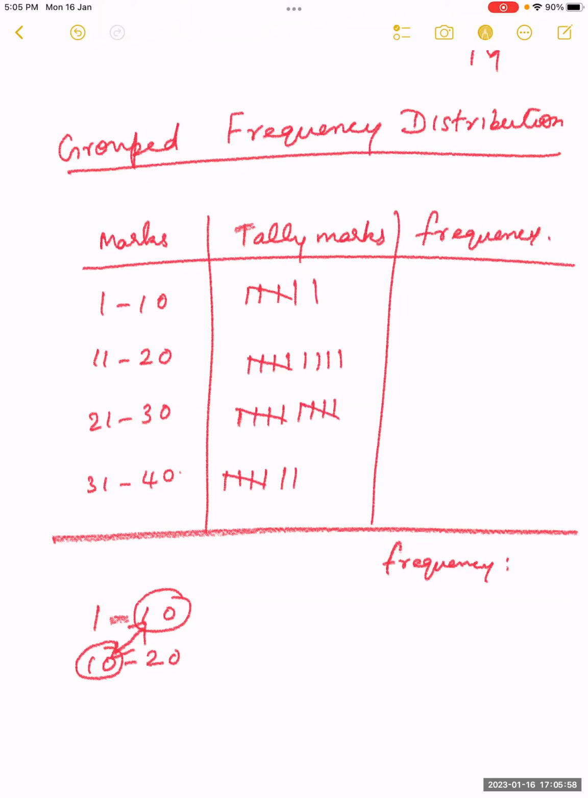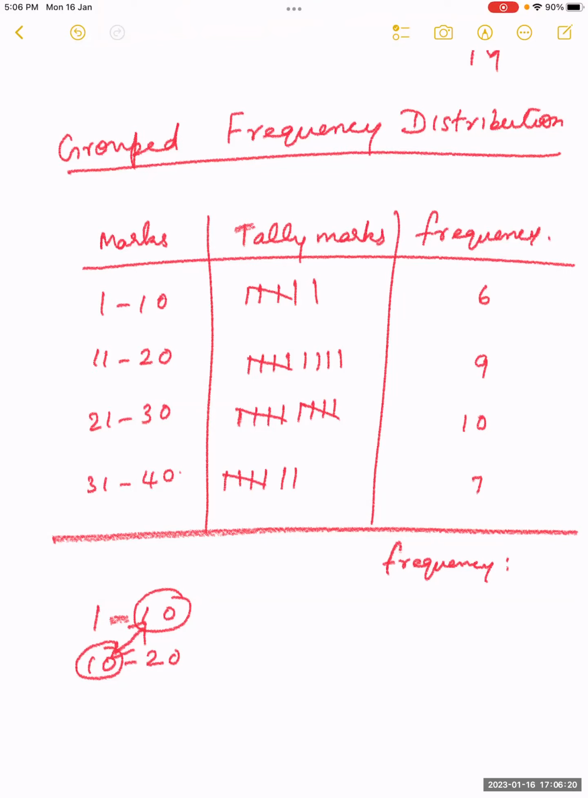3 is here. Okay, so let's see whether I got the correct observations. This is 6. This is 5 plus 4 is 9. Here it is 10. Here it is 5 plus 2, 7. So I think I have gone wrong by one or two observations. Somewhere I have gone wrong here. 11 to 20, I went wrong.